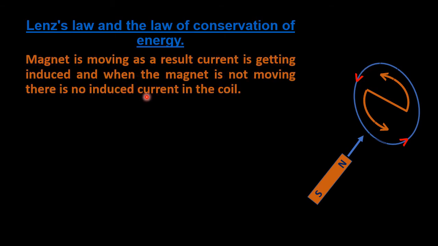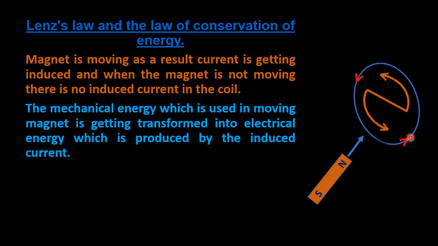Magnet is moving, as a result, current is getting induced, and when the magnet is not moving, there is no induced current in the coil. So this current will be flowing in the coil until and unless there is a change in magnetic flux linked with the coil. So if the coil and the magnet both are stationary, then no current will be induced in the coil.